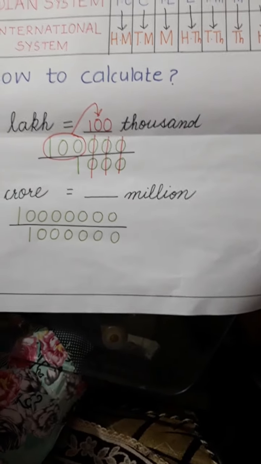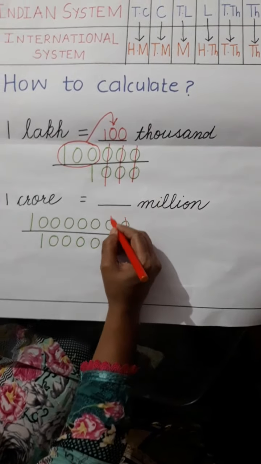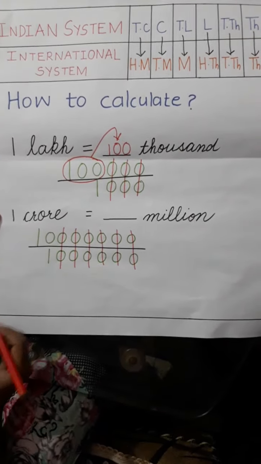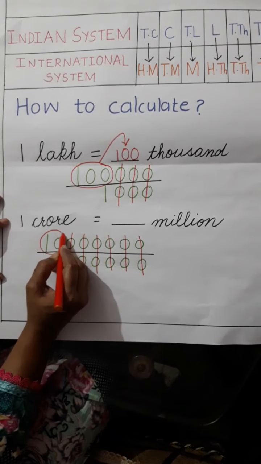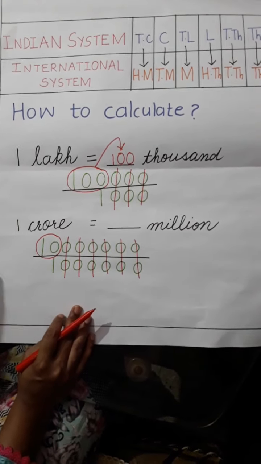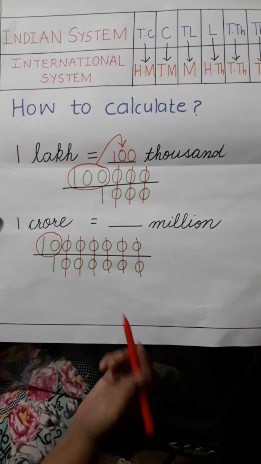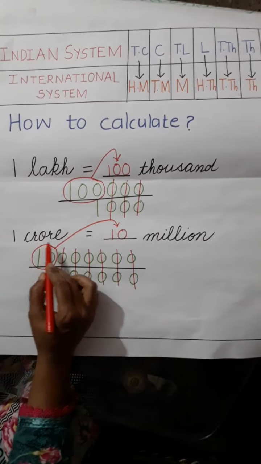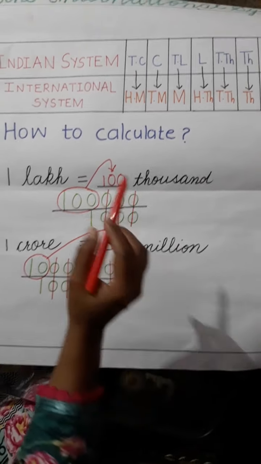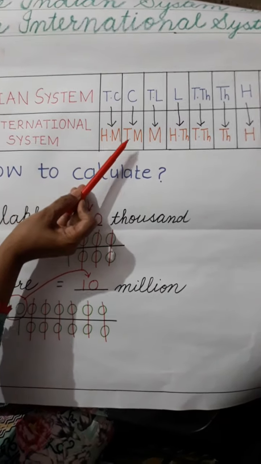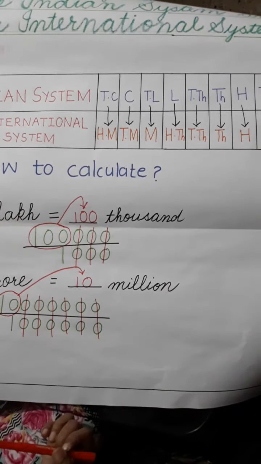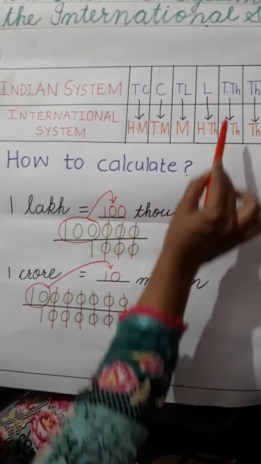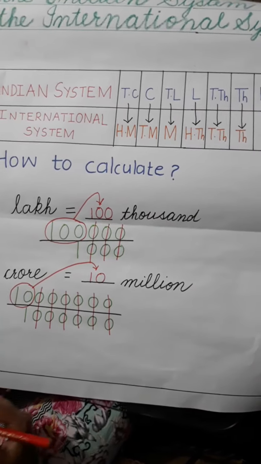Look here. I will cancel the same number of zeros. Gone, gone, gone, gone, and gone. So what am I left with? 10, because you know any number divided by 1 is the number itself. So 10 divided by 1 is what? 10. And that is why we write here 10. So 1 crore is equal to 10 million. Check the chart. 1 crore is equal to 10 million. Did you understand, children? Is it clear to you? The same way you can calculate for the rest of it. Alright, so we'll go ahead with the next section.